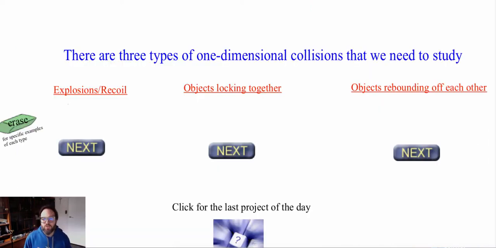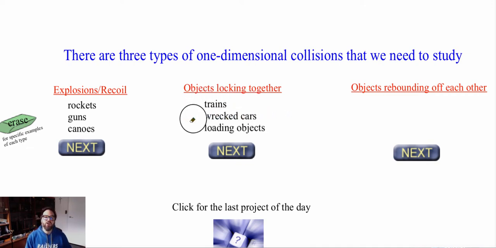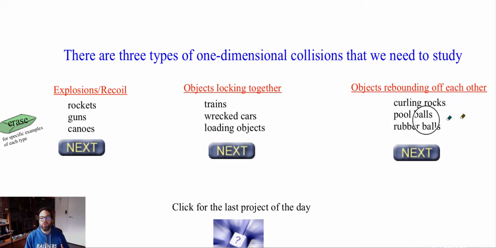Okay, there are 3 types of one-dimensional collisions that we will be studying and we need to understand and be able to do calculations for. The first one is explosions and recoil. Examples of this are things such as rockets, guns, and canoes. The second one is a collision where objects lock together and they continue moving. So we're going to see examples of trains, wrecked cars, and loading objects. The third one that we'll be looking at is objects rebounding off each other. So this could be curling rocks, pool balls, rubber balls, and stuff like that. So let's first take a look at explosions and recoil.